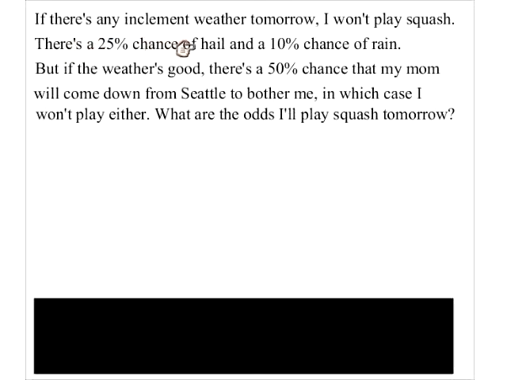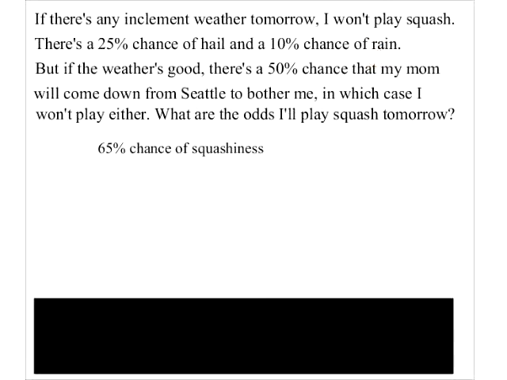So there's a 25% chance of hail and a 10% chance of rain. So we know straight away that there's a 35% chance that squash is not going to happen, right? So we had a 65% chance of squashiness, right? Everyone okay? That's what was left after the inclement weather issue. Then from there, something else happens. If the weather's good, there's a 50% chance that my mom will come down from Seattle to bother me, in which case I won't play either.